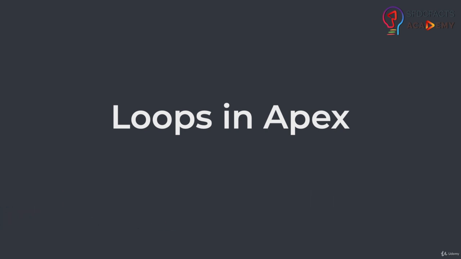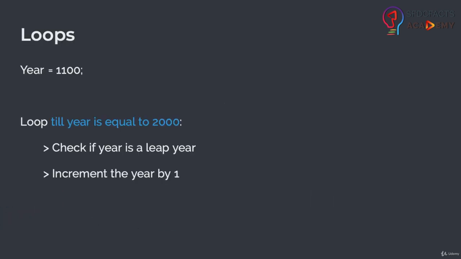Let's understand loops with the help of an example. So let's say we have a variable called year and its value is 1100. We have a condition that till the time our year value becomes 2000, we'll have a code block that will be executing each time. In this code block, we'll first check if this year is a leap year and then we'll increment the year value by 1. So this particular code block will run 900 times.